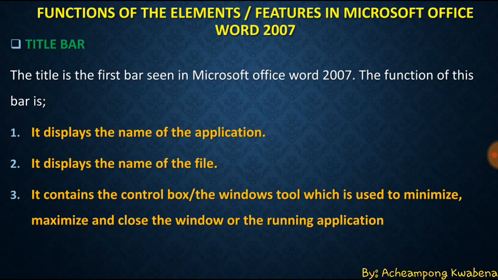And the third one, it also contains the control box or the Windows tool, which is used to minimize, maximize, and close a running window or a running application.